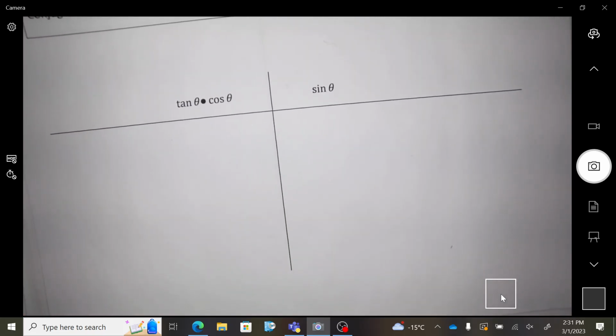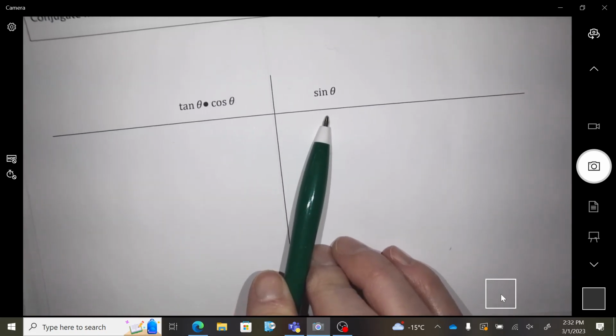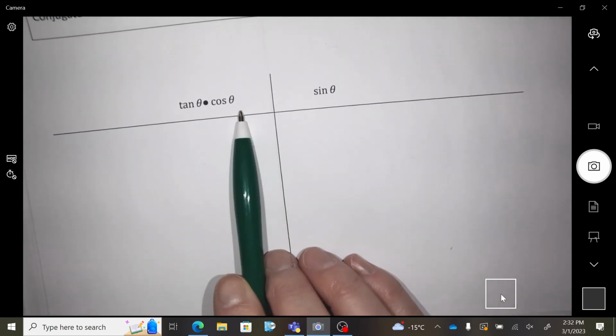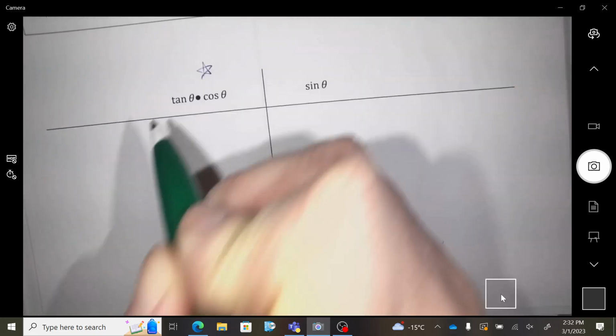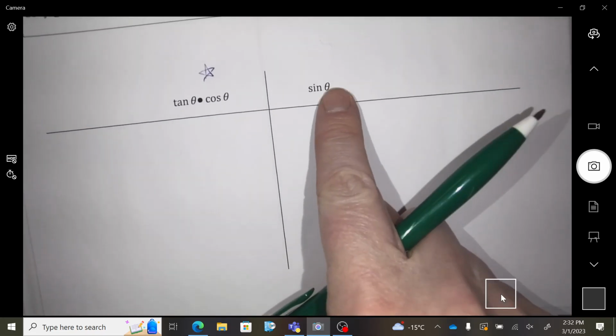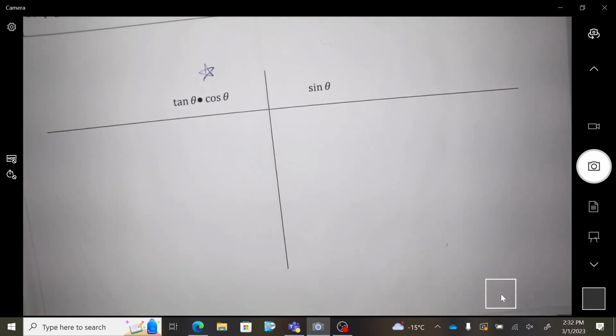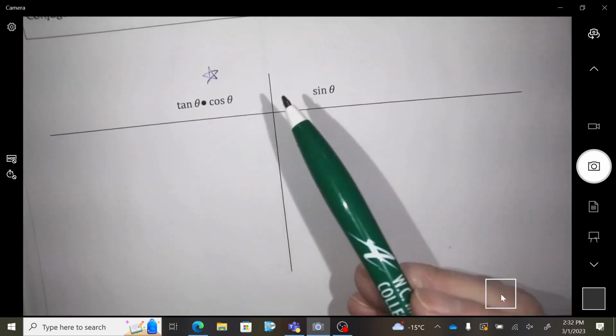Okay, a proof. Starting point. Which side should I start with? Which one looks more complicated? This side or this side? Which one looks more complex? That one looks way more complex than that, right? There's nothing to do there. Okay, so I'm going to start on this side.